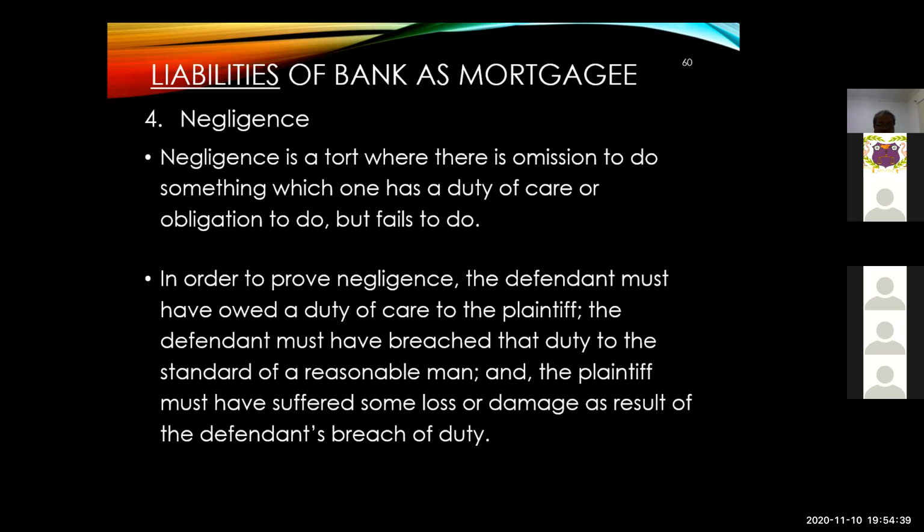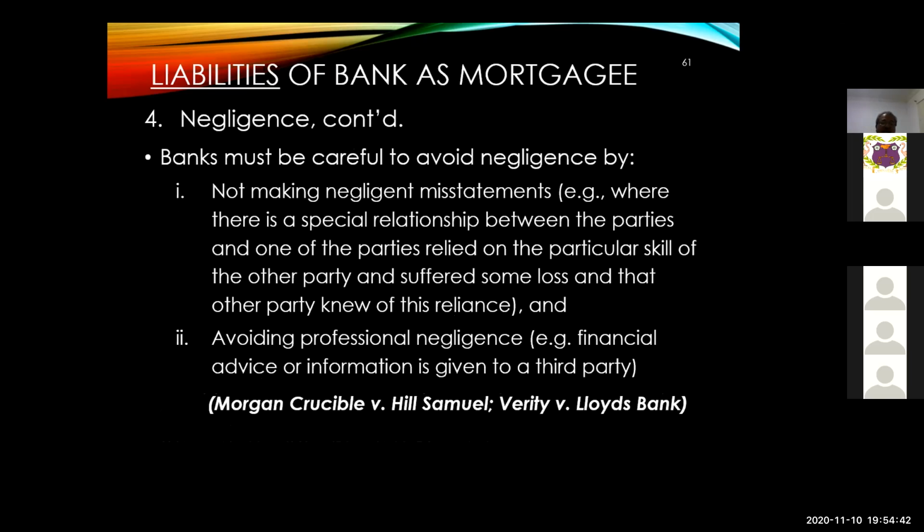Banks must be careful to avoid negligence, one, by ensuring that they do not make negligent misstatements. That is, where there's a special relationship between the parties and one of the parties relied on the particular skill of the other party and therefore suffered some loss, and that other party knew of this reliance. And two, by avoiding professional negligence, that is, giving financial advice or information to a third party. Okay, so there are two instances where the bank must be careful to avoid negligence.